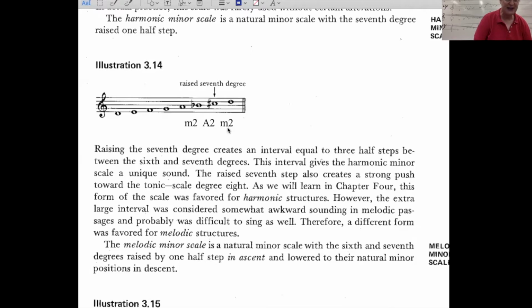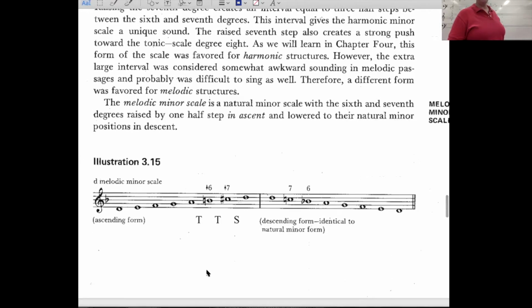That augmented second was felt to be a kind of an awkward interval melodically. And so sometimes if composers used the raised 7th scale degree, the leading tone, they would also raise the 6th scale degree so that they would not have that augmented second. When that happens, we have the melodic minor scale.